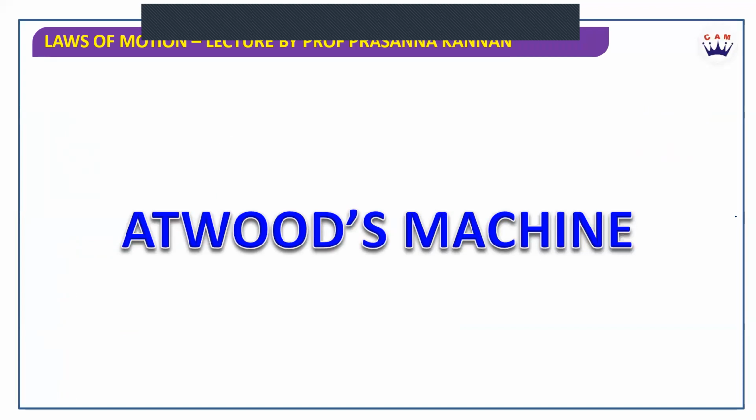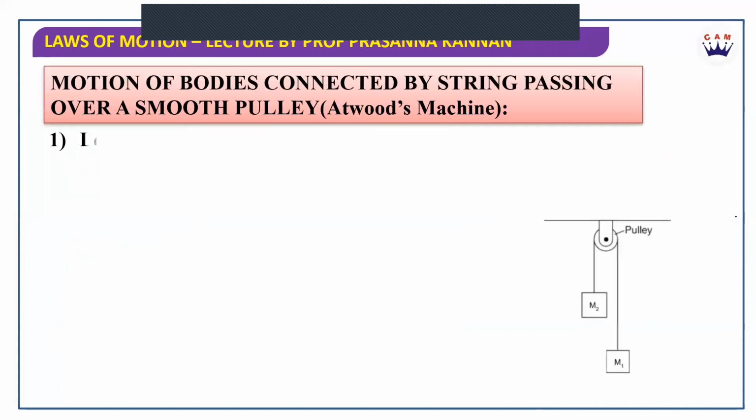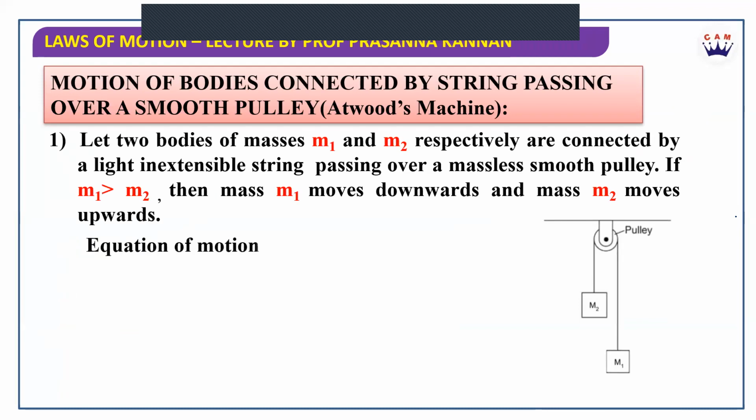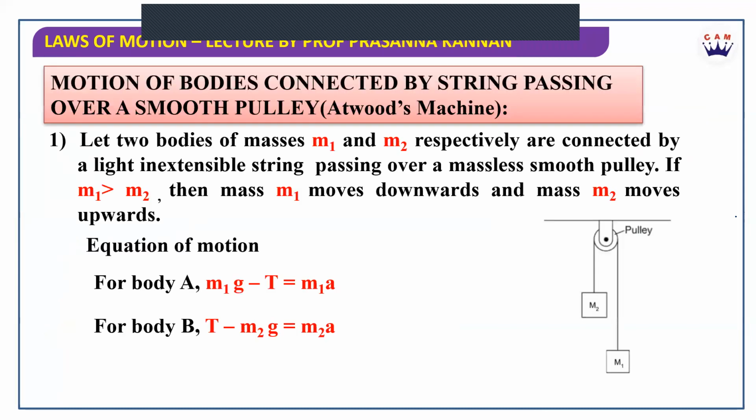Okay. Next, the Atwood machine, which is nothing but a pulley. So what are the two masses now? M1 and M2, which are hanging. M1 is greater than M2. Then what will be the equation? Just do the equation. Solving part we will not do now.